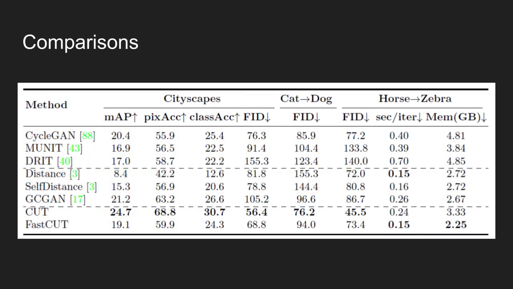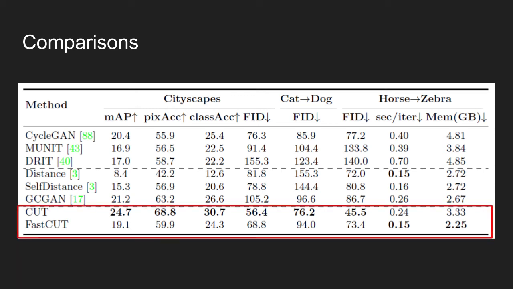The table shows contrastive unpaired translation, also called CUT, compared with other image-to-image translation models. The FID score of the CUT model is lower than other models on the cityscapes, cat-to-dog, and horse-to-zebra datasets. Also, on the cityscapes dataset, the model outperforms other models in semantic segmentation scores. The FastCUT model, a light version of CUT with less training time, also achieves competitive results.